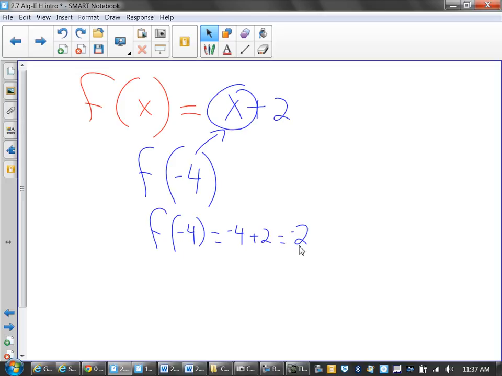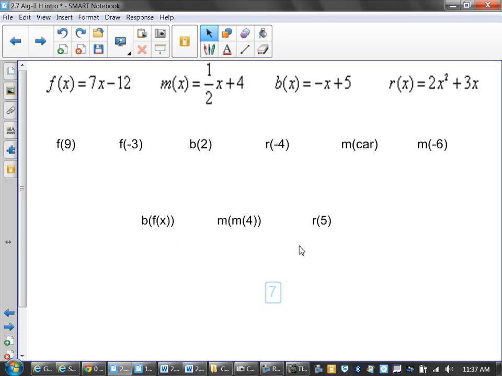Well, what this function notation is going to allow us to do is get to stuff like this. If you look at this here, I've got 4 different functions, 4 different equations. f of x is 7x minus 12. m of x is 1/2 x plus 4. b of x is negative x plus 5. r of x is 2x squared plus 3x.